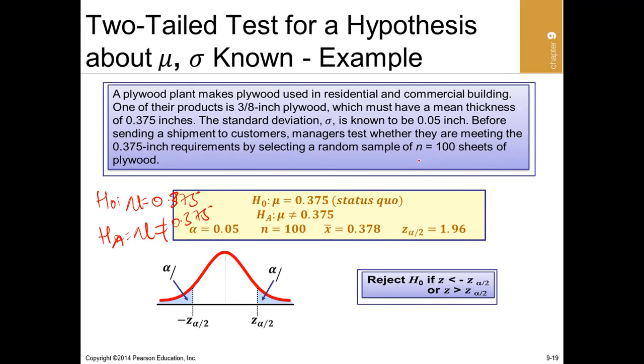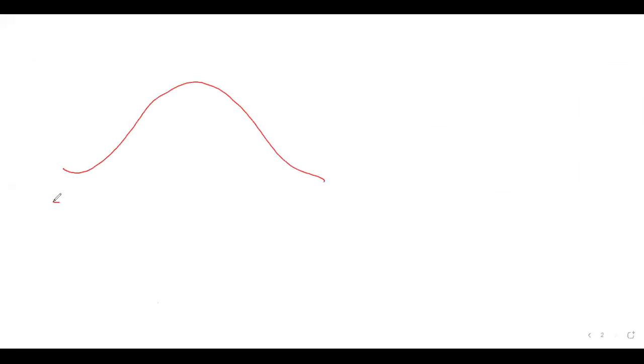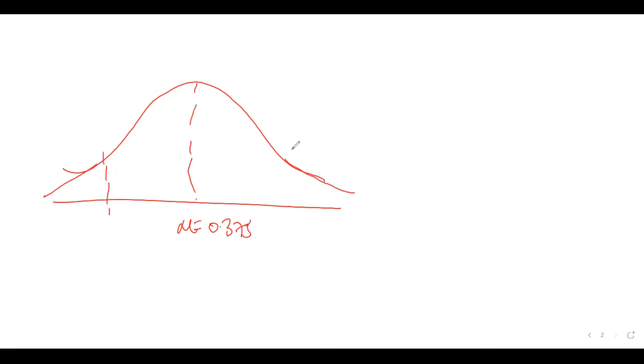Okay. Remember that in this question, the standard deviation is 0.05. So we are going to compute our z-value. But let's first of all draw our curve. Now we are saying that it must have a mean thickness of 0.375. Okay. So because of sampling error, we allow for a little less and we allow for a little more.